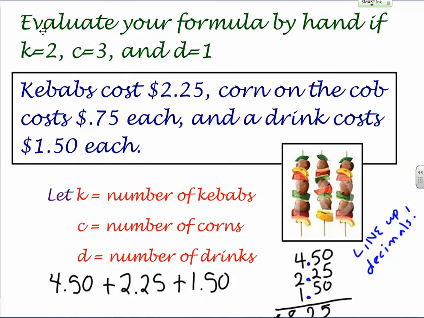And then I said, okay, evaluate your formula if we buy 2 kebabs, 3 corns, and 1 drink. And you all did that. You did 2.25 times 2. You did 75 cents times 3 and 1 drink.